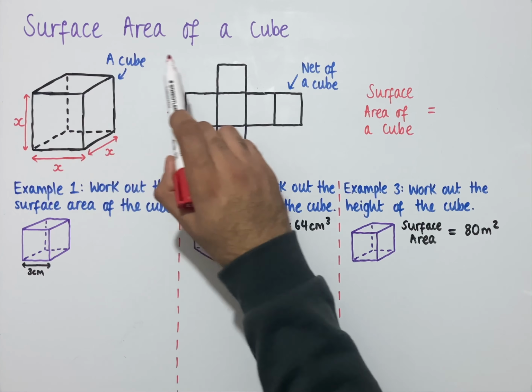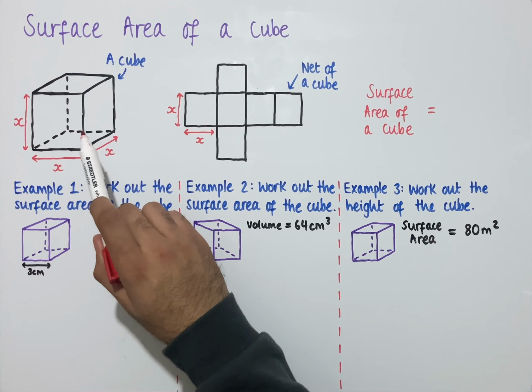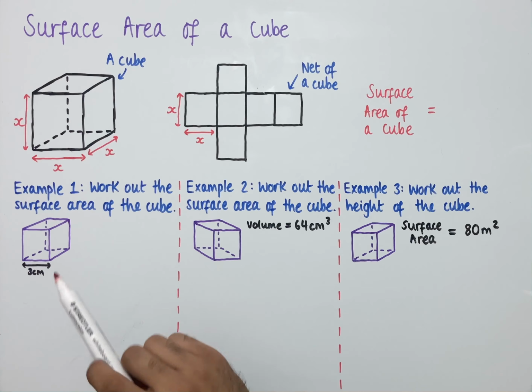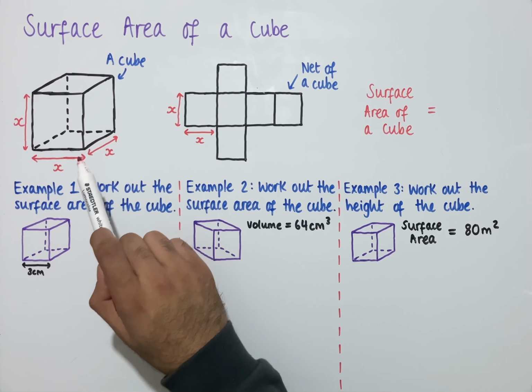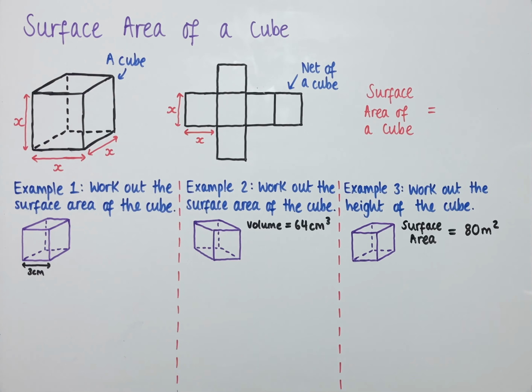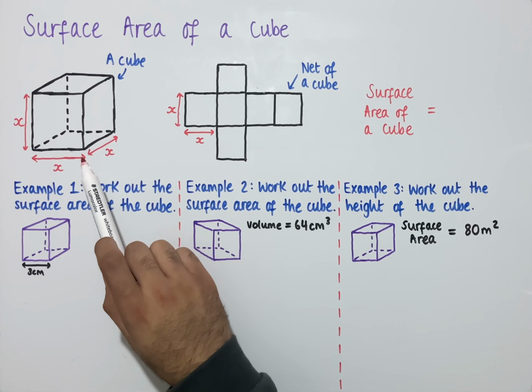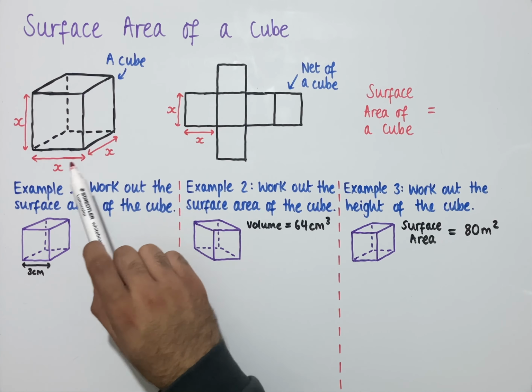Let's look at the surface area of a cube. So a cube consists of 6 faces where each face is a square, and so each of the edges on a cube are the same length. And we can generalize this by labeling the length of each edge of a cube as x.